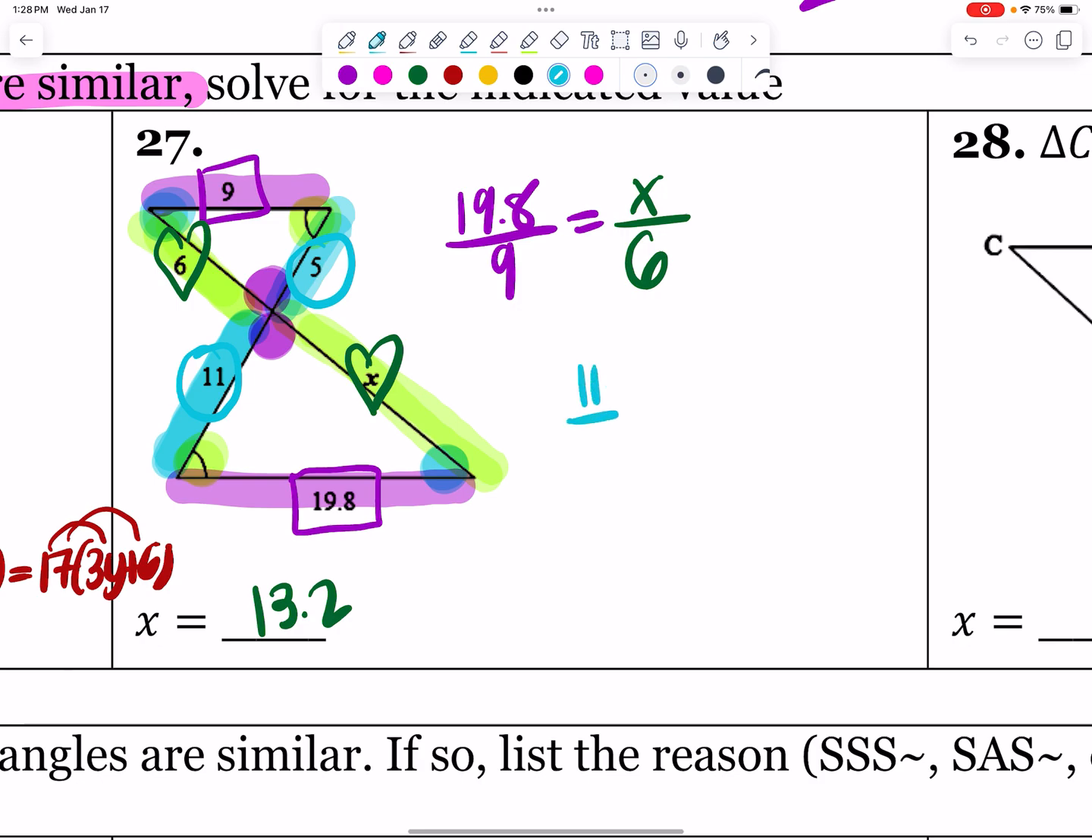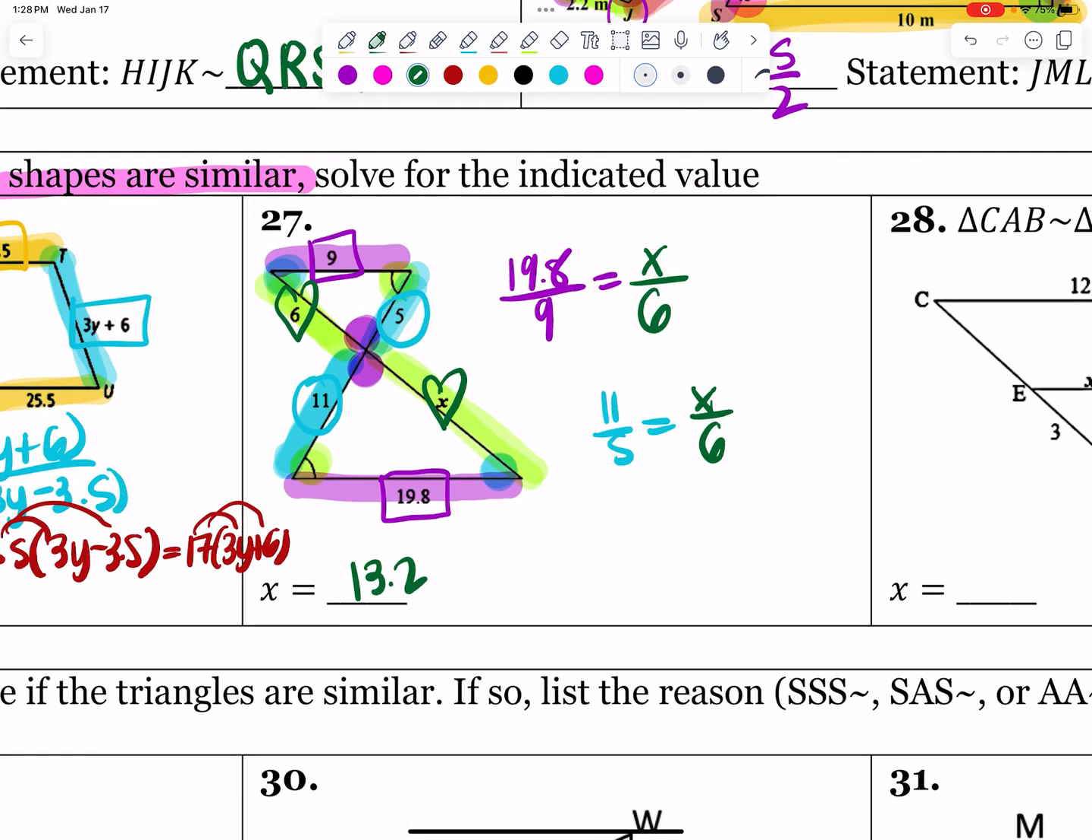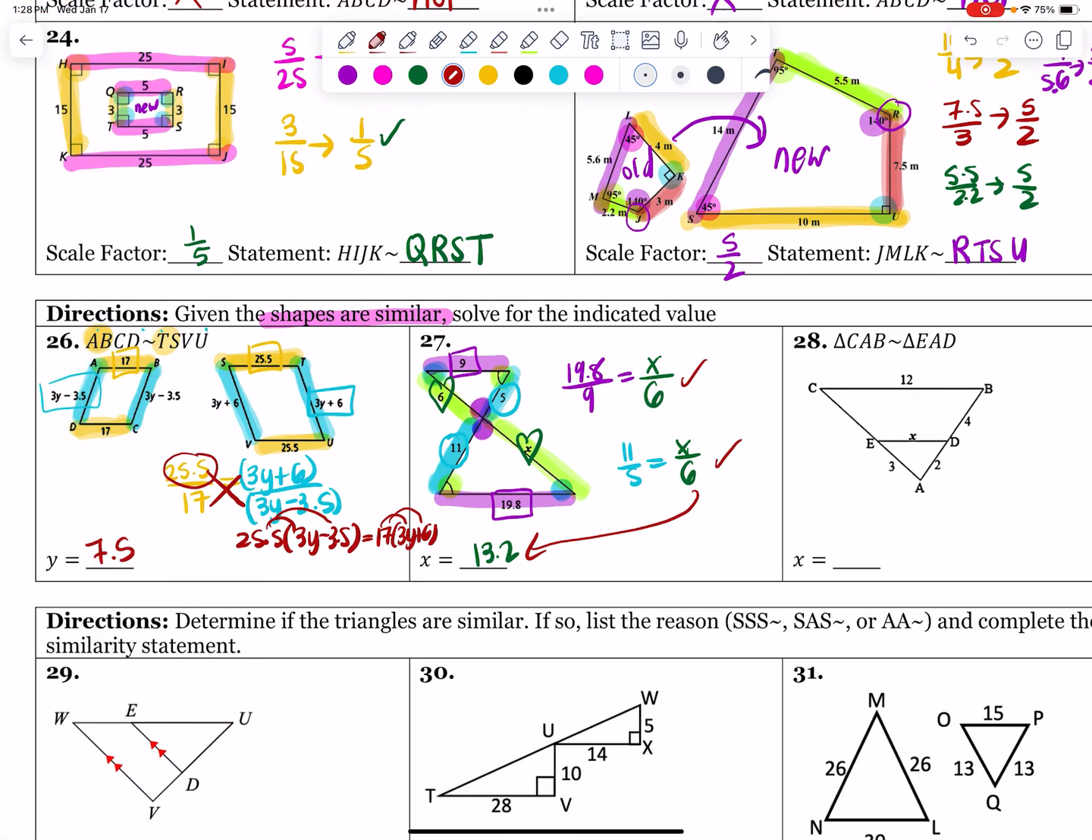Let's say you had worked with 11 over 5. 11 over 5 would still be equal to x over 6, and so that would be 11 times 6, which is 66, divided by 5, which is still 13.2. So both of these give you the same thing. Both of those give you 13.2 for x.